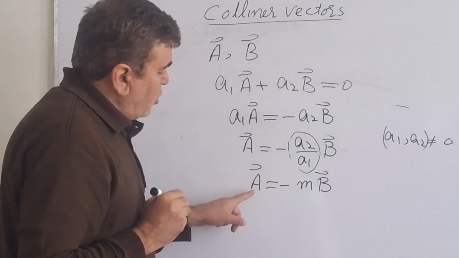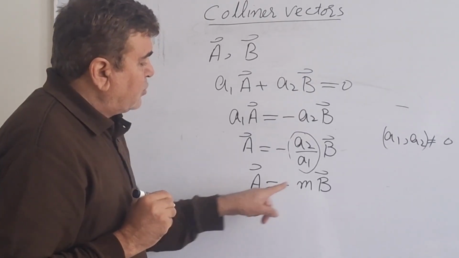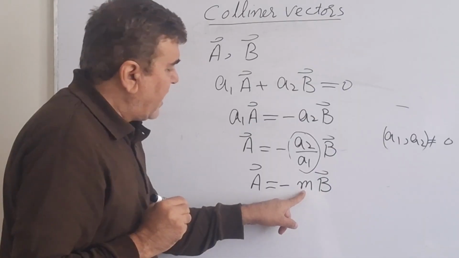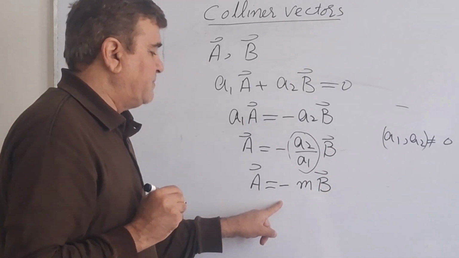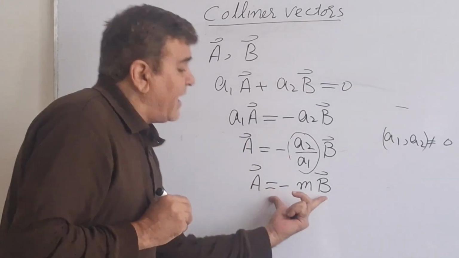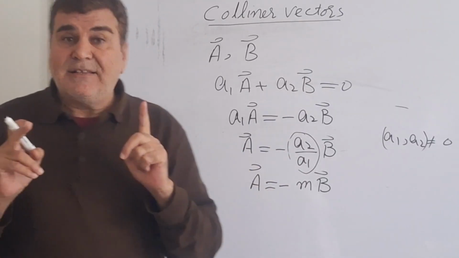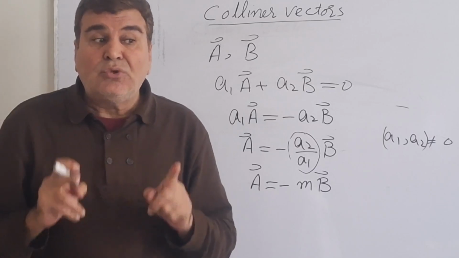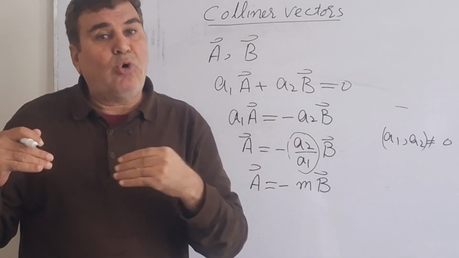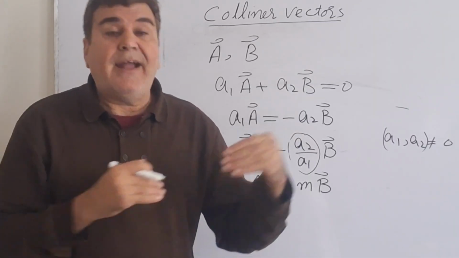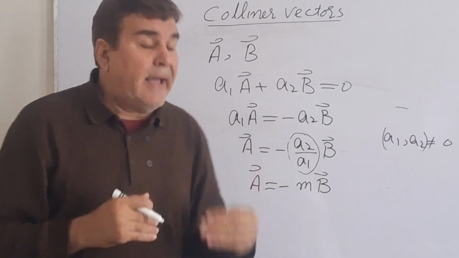So now you see vector A is a vector whose magnitude is M times the magnitude of vector B and is pointing opposite to vector B. That means vectors A and B are lying along the same line. So two collinear vectors means vectors that are lying on the same line.